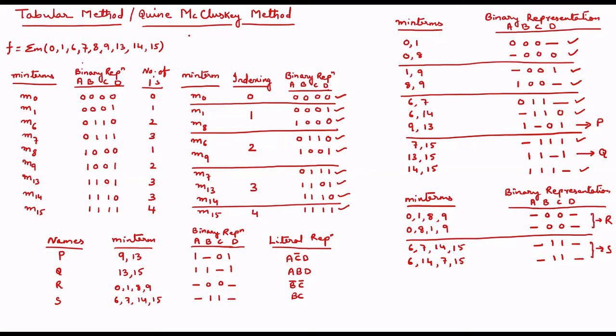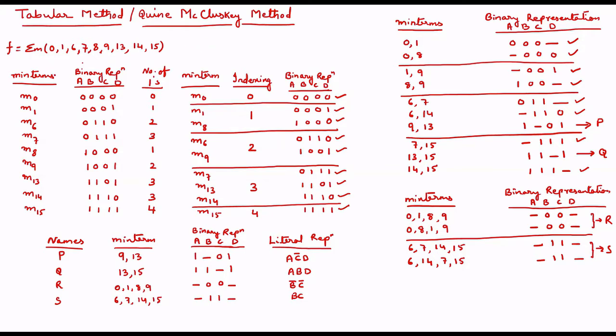So let us understand how to use this method. For that I have taken a question over here: f equals summation of minterms 0, 1, 6, 7, 8, 9, 13, 14, 15. This is sum of product because it's a minterm equation, right? Over here I have to form different tables and compare them, and finally I will get the minimal equation from this. So let's see how to start.